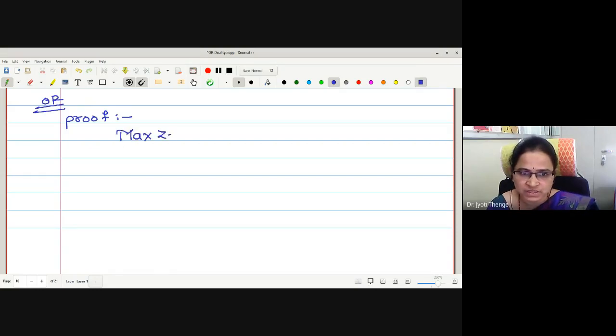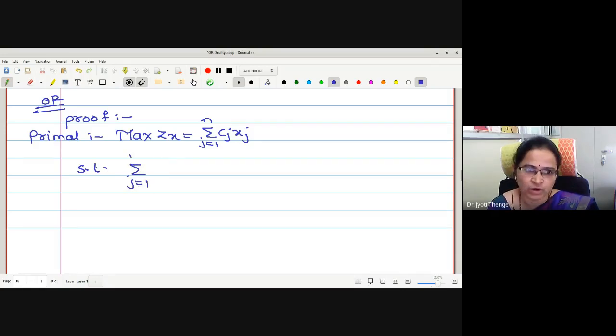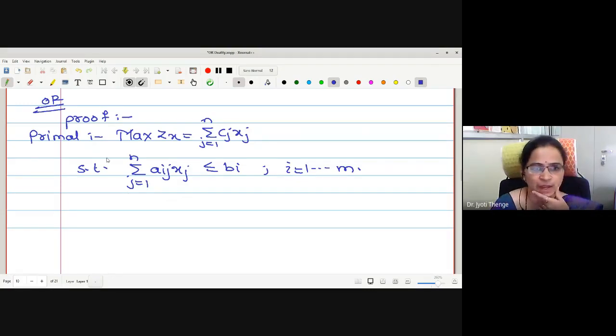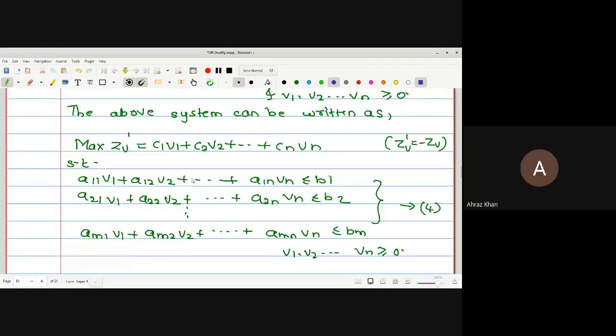First, maximize Zx. Let me write it as the primal. Maximize Zx is the summation of Cj xj, j from 1 to n, subject to the summation, j from 1 to n, of aij xj less than or equal to bi. i takes the values 1 to m and j takes the values 1 to n. Is it the primal form? Yes, ma'am. This is the first primal form.